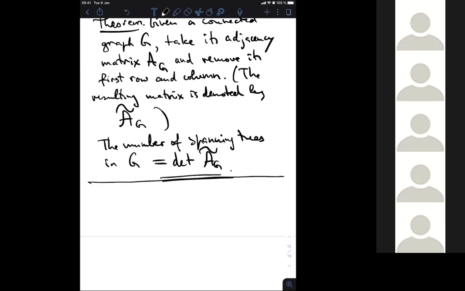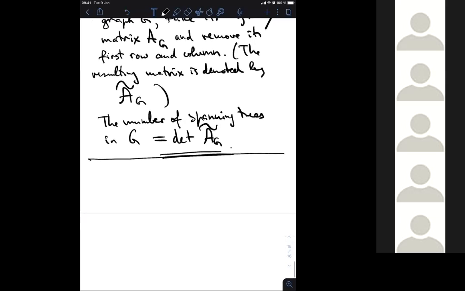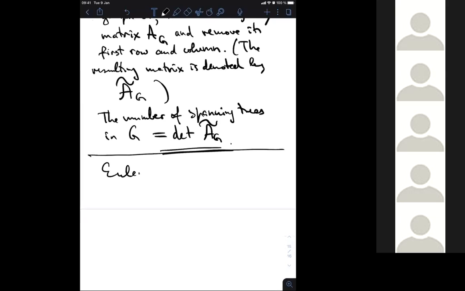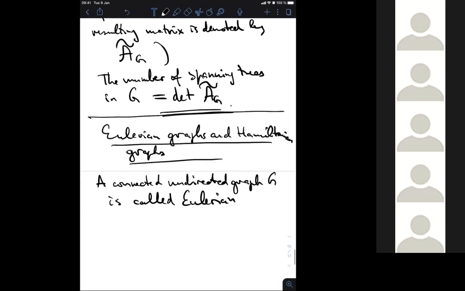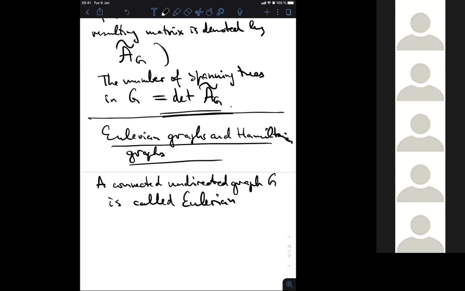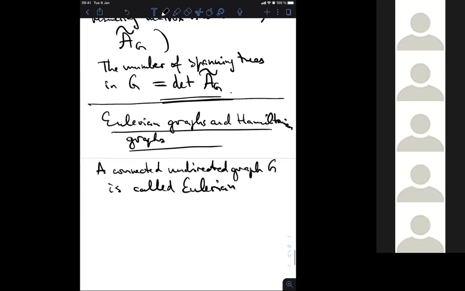Let's see. So maybe two more definitions. Eulerian graphs and Hamiltonian graphs. I think we'll be talking about those things next time. I just want to formulate those definitions. So a connected, undirected graph G is called Eulerian, and this is because the topic I started with, the bridges in Königsberg, is what resulted in this notion.